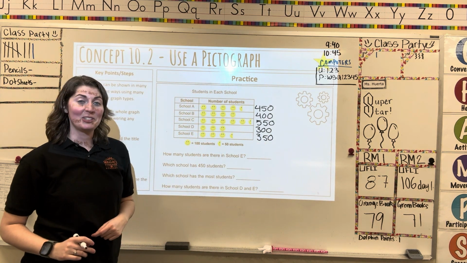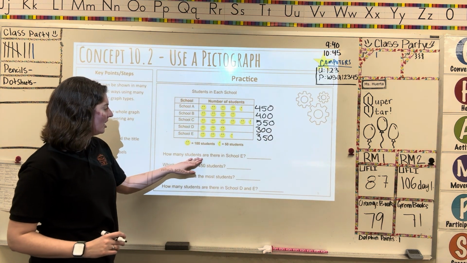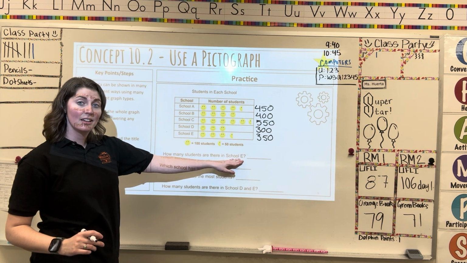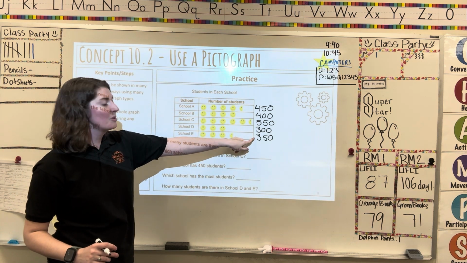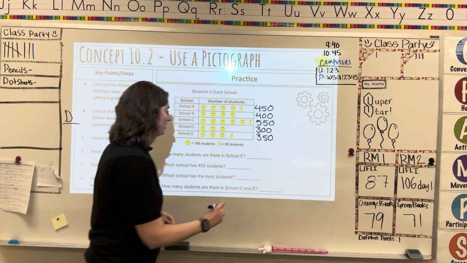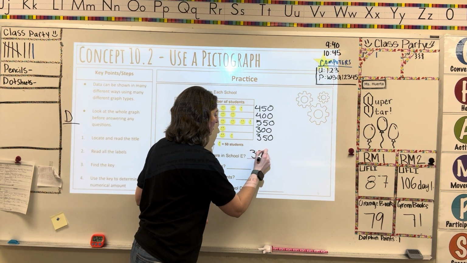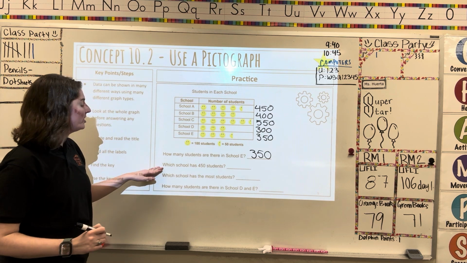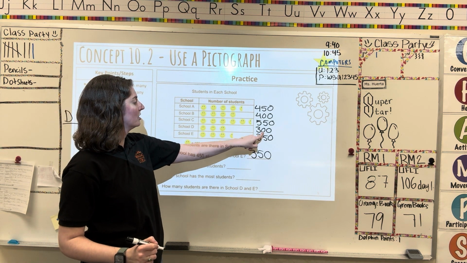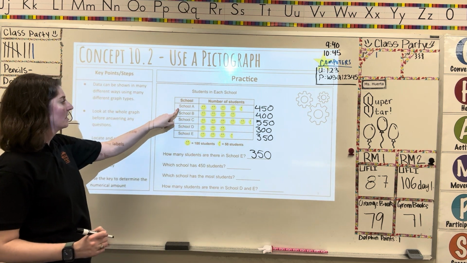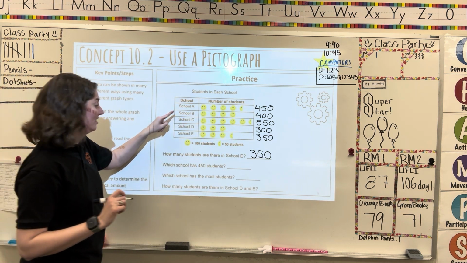Let's take a look at our questions. How many students are there in school E? So I'm going to look for school E, and it tells me there were 350 students. Which school has 450 students? So I'm going to go backwards now and look for 450. That was school A.